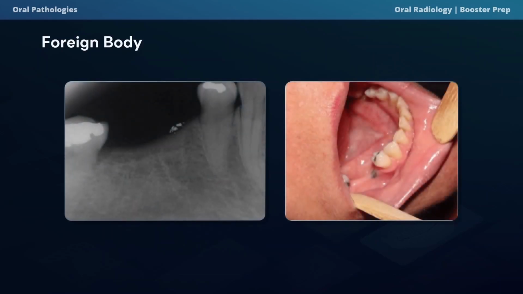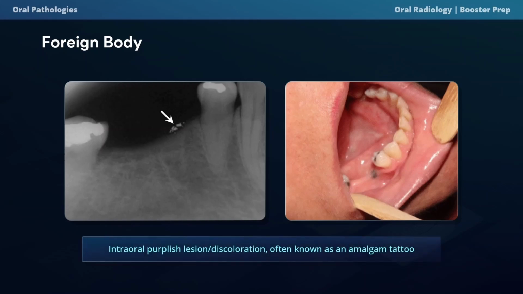You may also spot a foreign body in the radiograph, which can sometimes be hard to identify. It might show up as a purplish lesion or discoloration when you look inside the patient's mouth. And in this case, it could be an amalgam tattoo, which appears when tiny bits of dental amalgam get embedded in the mucosal tissue, and it's usually from a dental procedure or accidental fragments that got left behind.